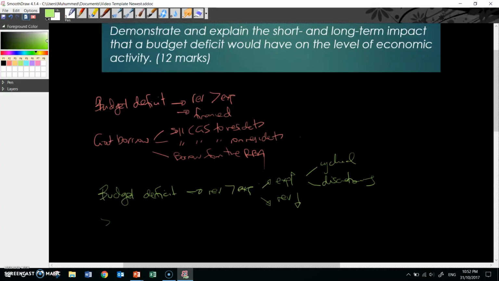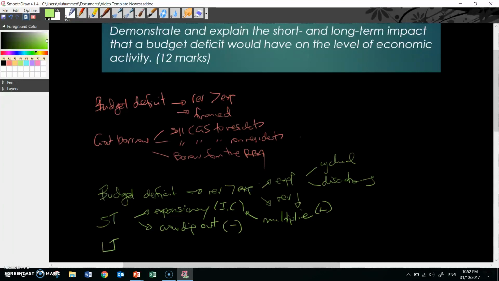So next, we know we need to talk about short term and long term. So then I would say, okay, short term, what's the effect of a budget deficit in the short term? We know that it's expansionary. We know that you've got discretionary policies that can boost things like investment and consumption. If I wanted to talk about the multiplier effect, I'd put down the multiplier as a term. And I'd also say, okay, we know that borrowing from residents can crowd out. So expansionary would be considered a positive impact, and crowding out would be a negative impact.